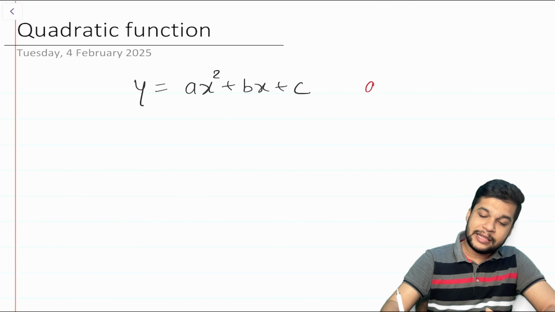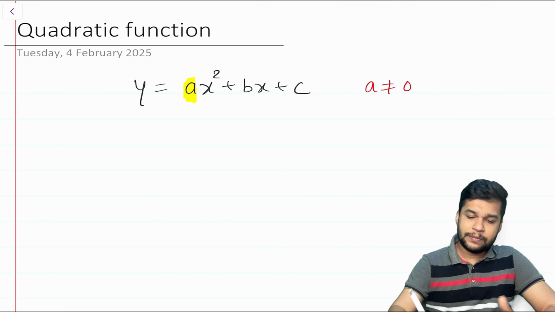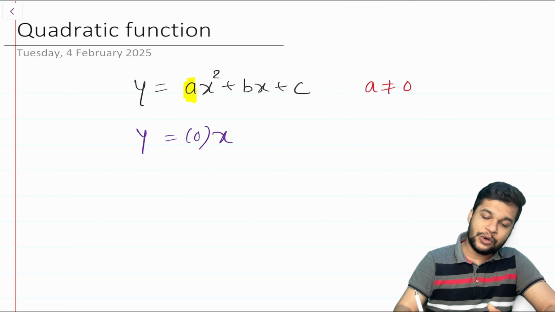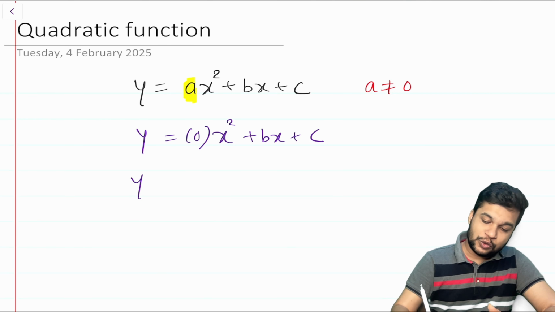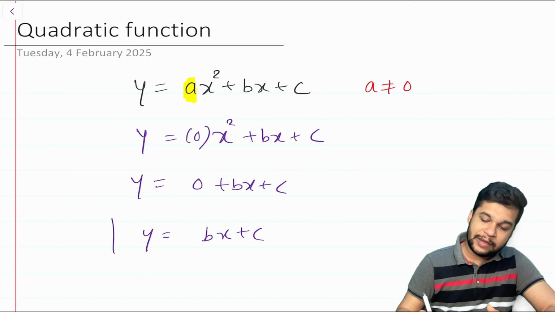Always remember that a here can never be equal to 0. Why can't it be 0? Think logically. If you substitute a as 0, your function becomes 0 times x square plus bx plus c. 0 times x square will be 0. So y equal to 0 plus bx plus c, so it becomes y equal to bx plus c.